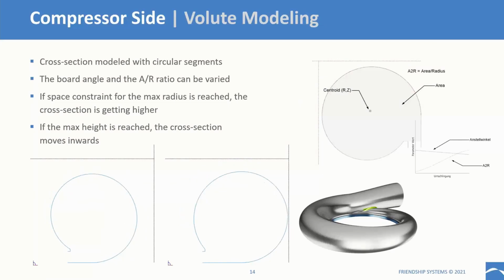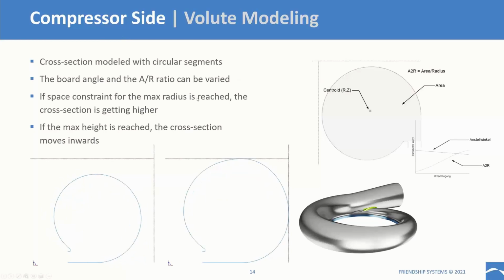And finally, the last component on the compressor side, the volute. As I mentioned before, we have a cross-section here that is modeled with circular segments. You can see it here on the right side. The main parameters that are being changed here are the so-called board angle. You can see in the very bottom left in the animation the change of this board angle. And we can also change the distribution of the A/R ratio in the circumference of the volute.